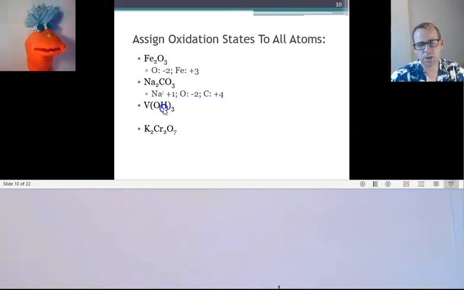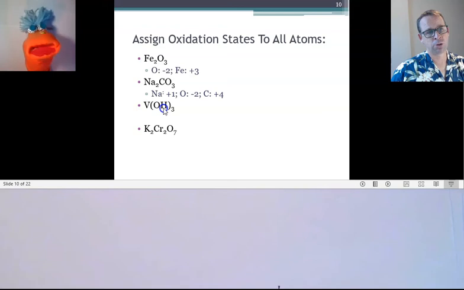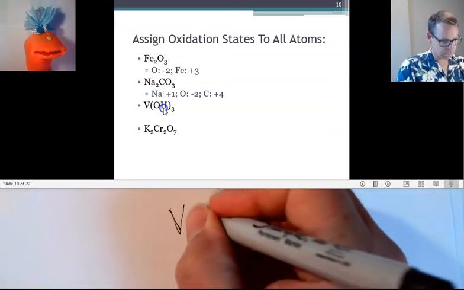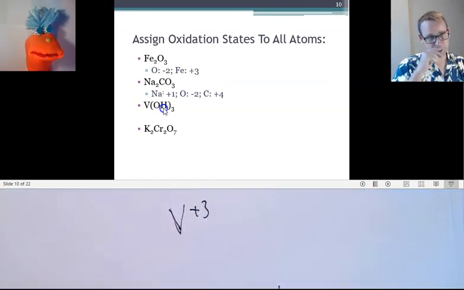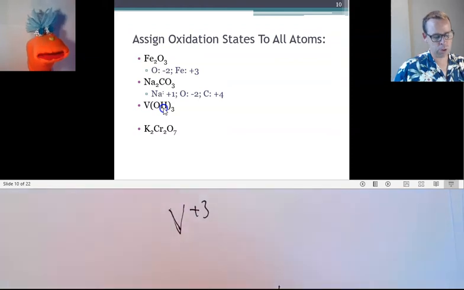It is. It's a transition metal, and this is vanadium 3 hydroxide, right? We can tell because the hydroxide ion is a -1, so vanadium has a +3 charge. Well, it's an ionic compound. If vanadium has a +3 charge, then that's its oxidation state. Very good. So vanadium is a +3. What about oxygen and hydrogen? Oxygen's a -2. Hydrogen's a +1.